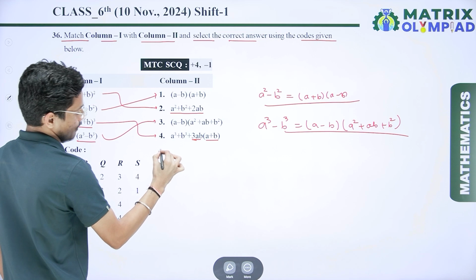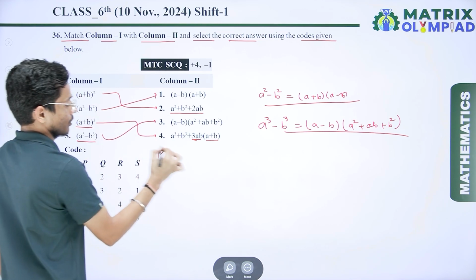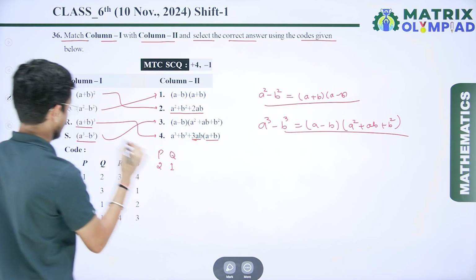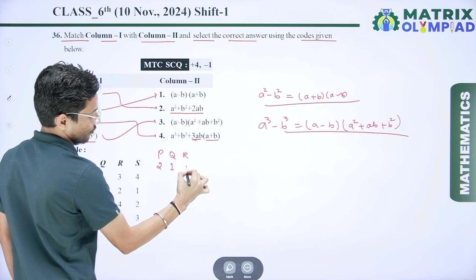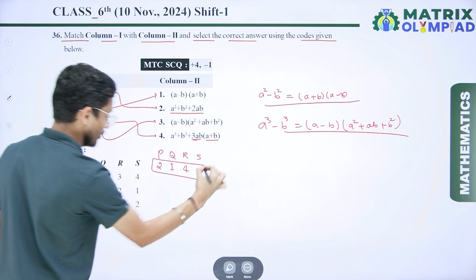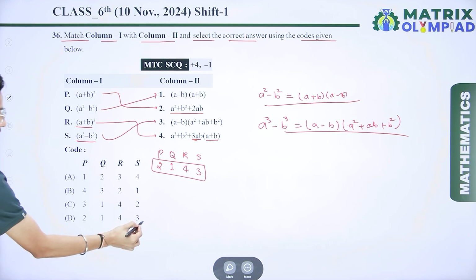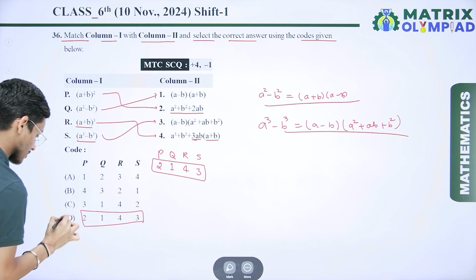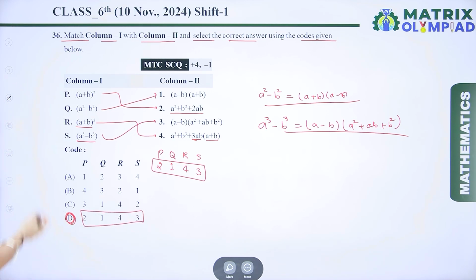It means p is connected to 2, q is connected to 1, r is connected to 4, and s is connected to third. It means 2, 1, 4, 3. So where is 2, 1, 4, 3? So here 2, 1, 4, 3. So here option number D is the correct answer.